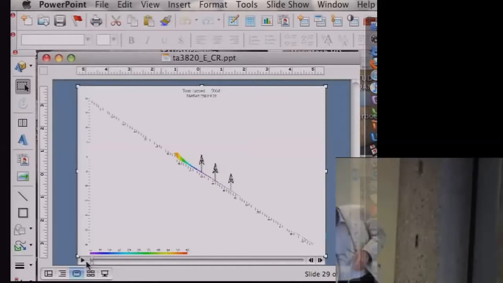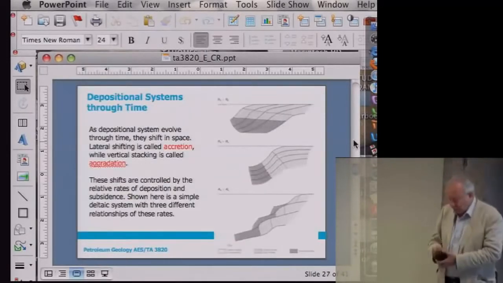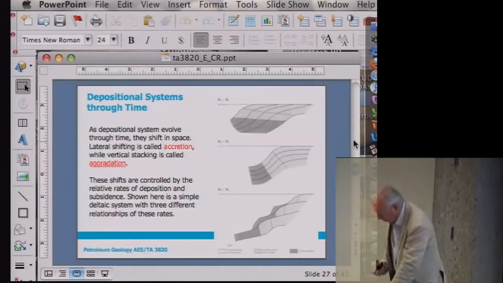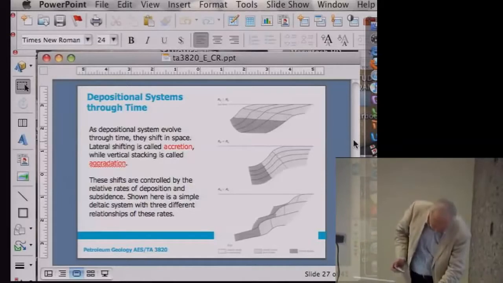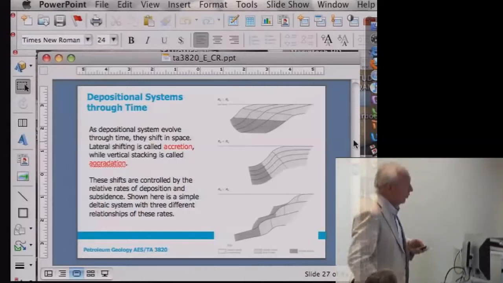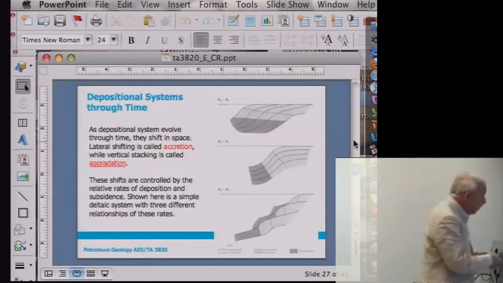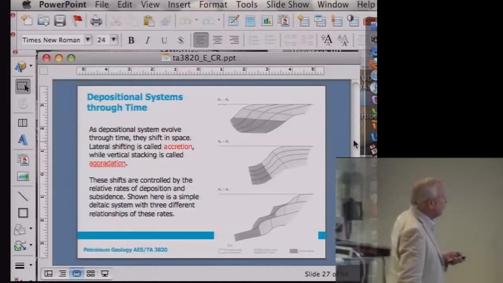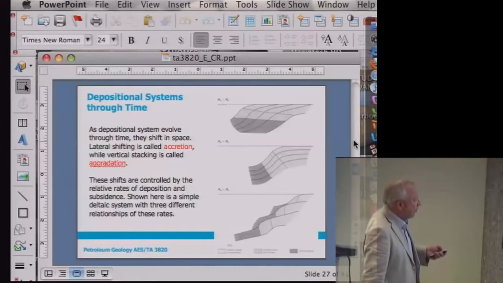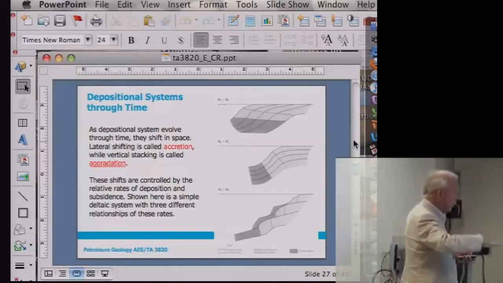On this previous slide here, I show a very, very simple sketch of what happens when sea level changes through time. What happens through time is that systems develop as a function of sea level changes. And so here, I show you a barrier system or a coastal system, as a function of the changes in sea level. So sea levels go up and down depending on global temperatures.